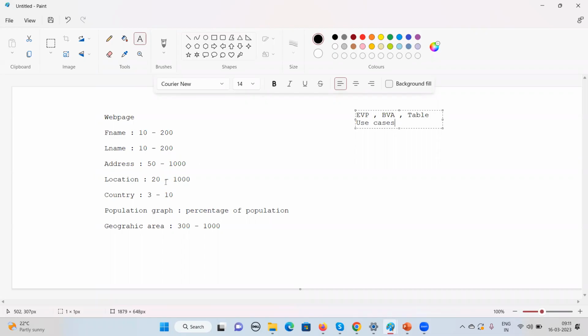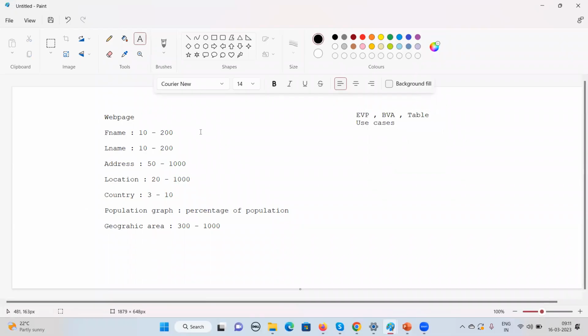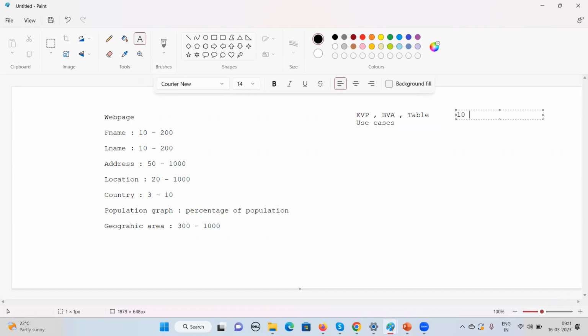But in general, the customer may ask you to test everything. So if I consider the minimum length, I start with 10, then I'll take 11, then 12, then 13, then 14. Now consider how many sets of data we have here, from 10 to 200. Let's say 190. 190 sets of test cases only for testing the first name, and second is also 190. Third, let us take 950. Then we have some 980.